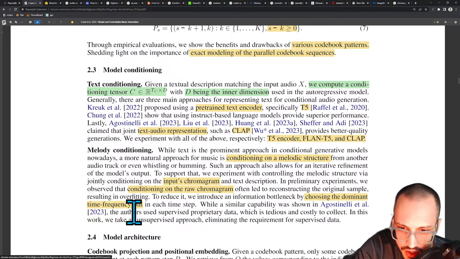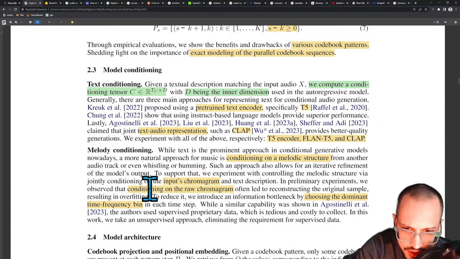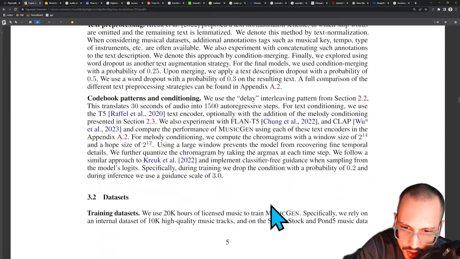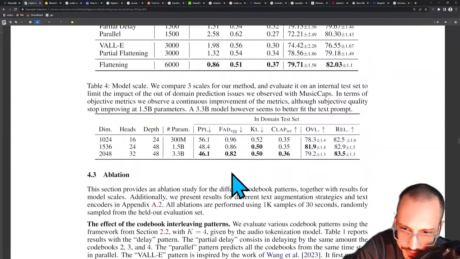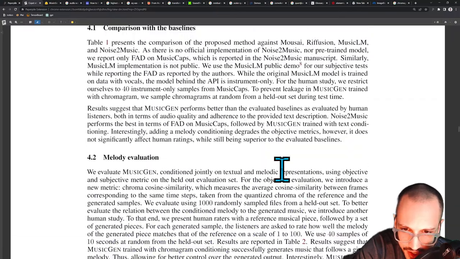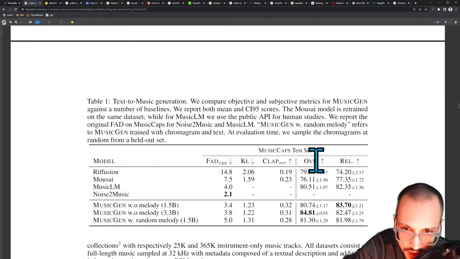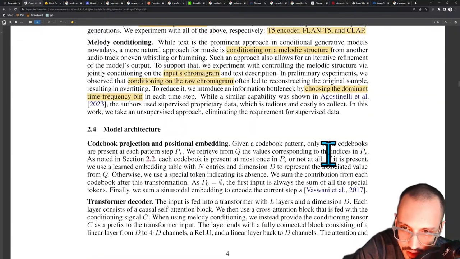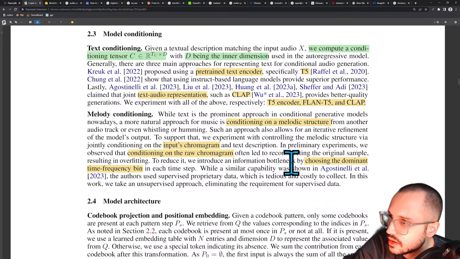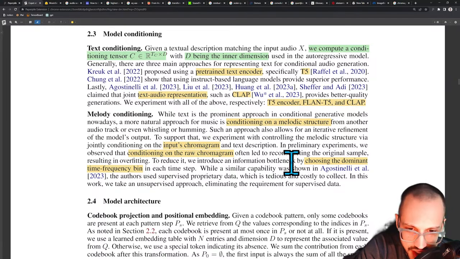While a similar capability exists, the authors use supervised proprietary data, which is tedious and costly. We take an unsupervised approach, eliminating the requirement for supervised data. So, I mean, they have to tokenize, they have to embed, like, create a representation from this chromagram. How do you condition on the chromagram? Do they even tell you anywhere? Right, the chromagram is like an image. At some point, you need to turn that into a vector in order to condition. So how are they turning that into a vector is what I'm asking. Fast Fourier transform, FFT.